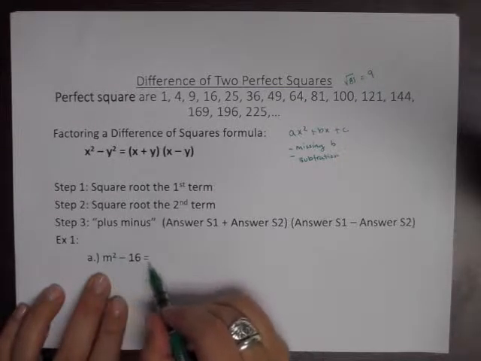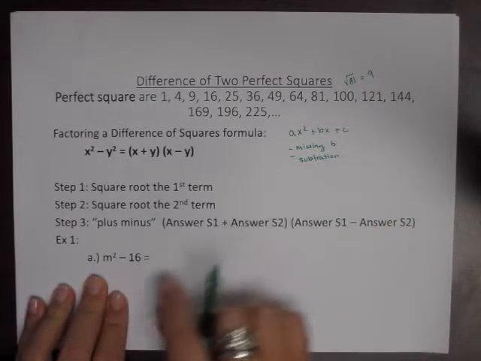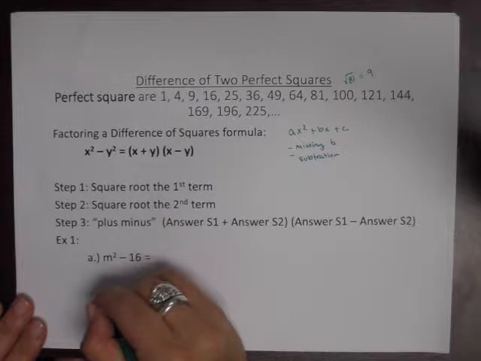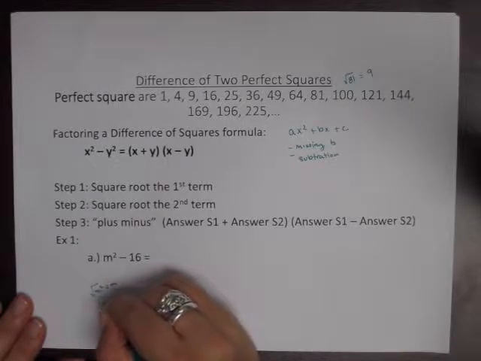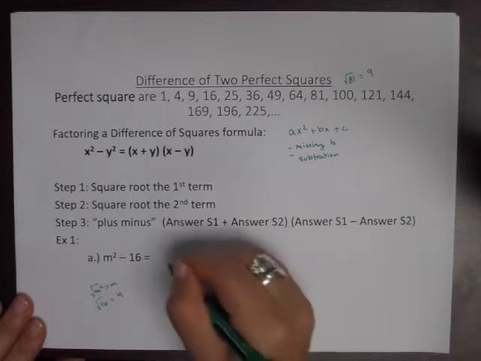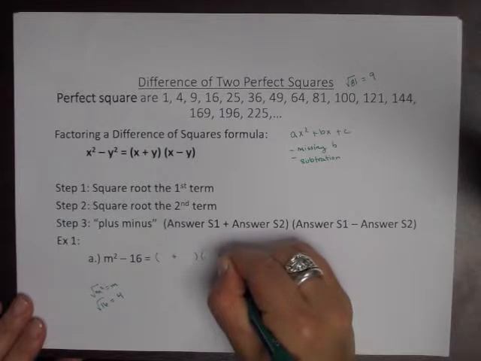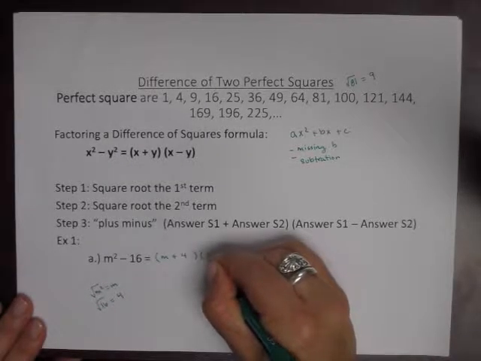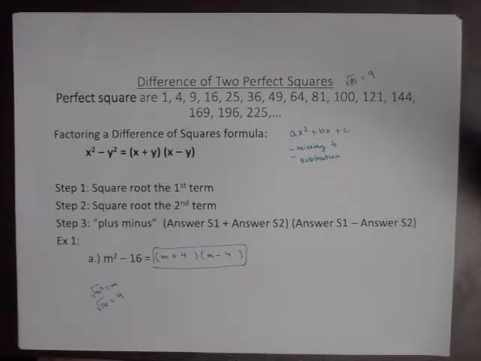We've got m squared minus 16. The first thing I look at when I compare it to my standard equation is I'm definitely missing my b, and it's going to be subtraction. And I know that 16 is a perfect square. So let's follow our steps. We take the square root of m squared, which is m. Then I take the square root of 16, step 2, which is 4. Then I set up my two parentheses, and I go plus minus within my parentheses, and I plug in what I just found. So m plus 4, m minus 4, and I'm done. This is a lot easier than 6.3. Okay, so let's try another one.